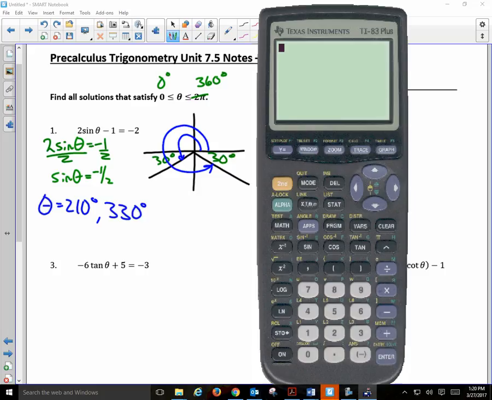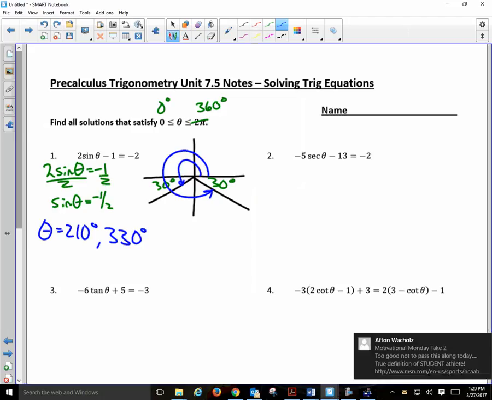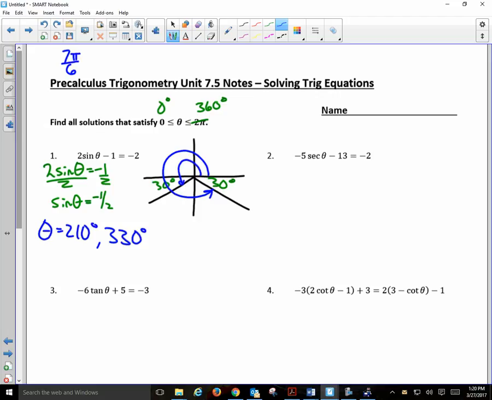If you go to your calculator and take 2 times the sine of 210 and minus 1, you can see that you get negative 2. So that's how you could check your answer. Now, your book solves for all of these in radians. So if you want to check your answer in your book, you're going to have to convert it to degrees. So instead of 210, your book would give 7 pi over 6. Now, it doesn't just list 7 pi over 6, it lists another measurement as well.